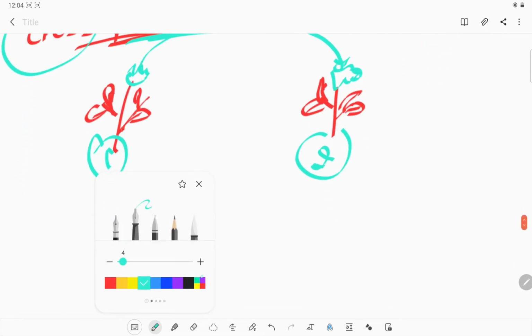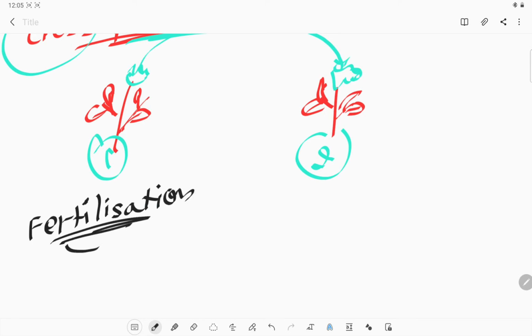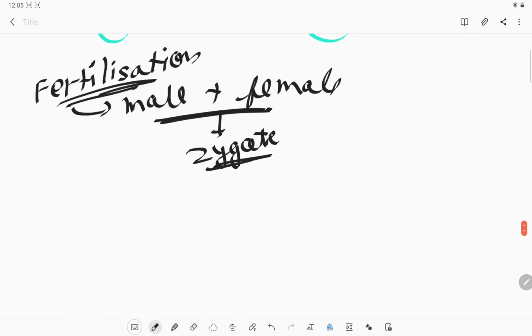Okay, next is what is fertilization. After pollination we require fertilization. And what is fertilization? The fusion of gametes, the fusion of the pollen grain, which is the male gamete, and the ovule, which is the female gamete. Both fusing will result in the zygote, which is known as fertilization. So the process of formation of the zygote is known as the fertilization process.